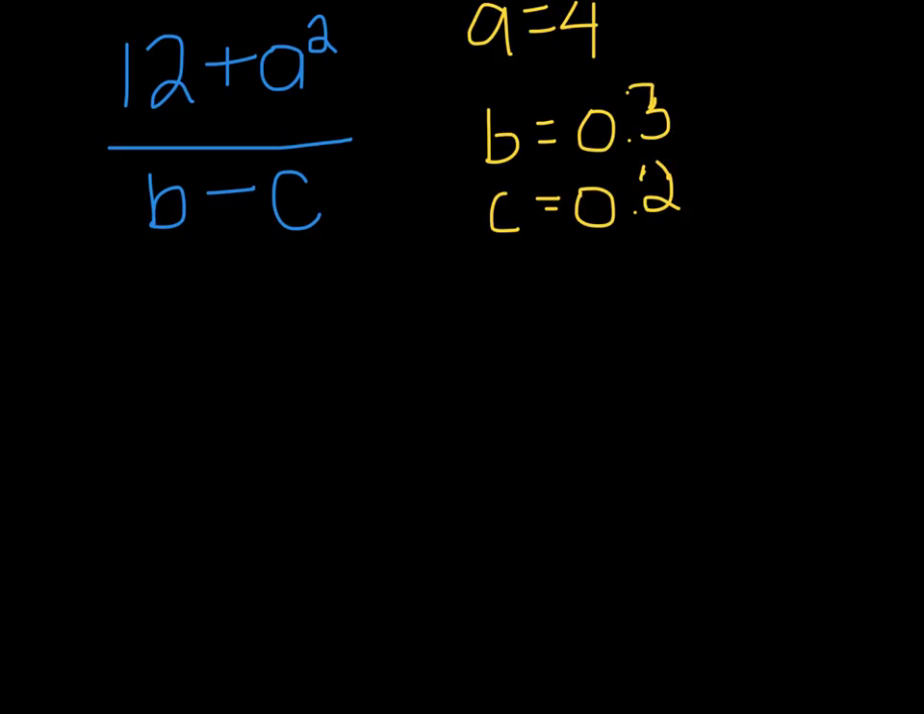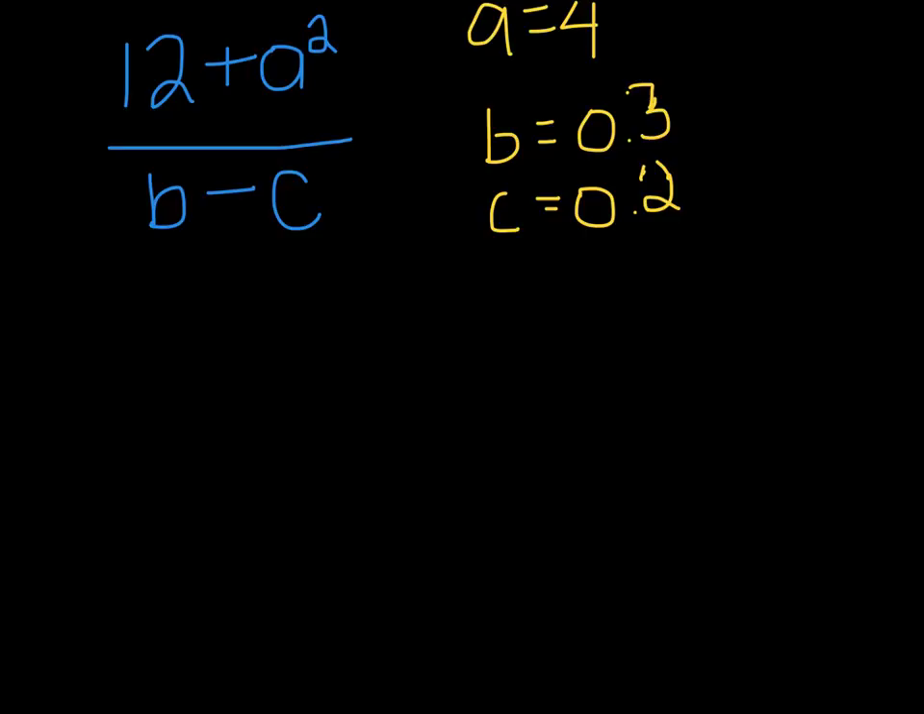Okay, in our next example, we have 12 plus a squared over b minus c. So our first step is to plug in. They've given us the variables here, what they each equal. A equals 4, B equals 0.3, and C equals 0.2. So our next step is to plug in all of those values.